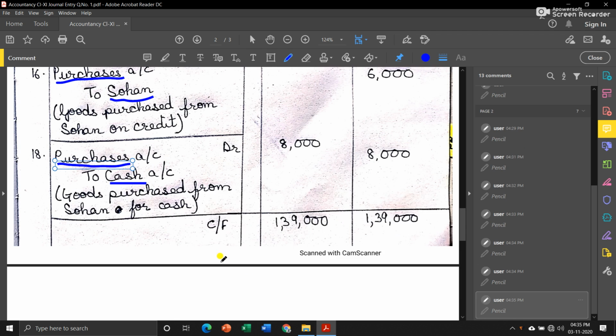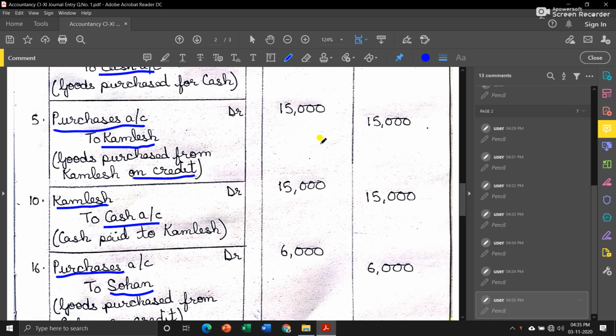Now since this is the end of my first page, I have totaled up both the columns, and I have written carried forward, and I got a total of 1,39,000 in both the columns, since in both columns we have entered the exact same amount for each and every transaction.